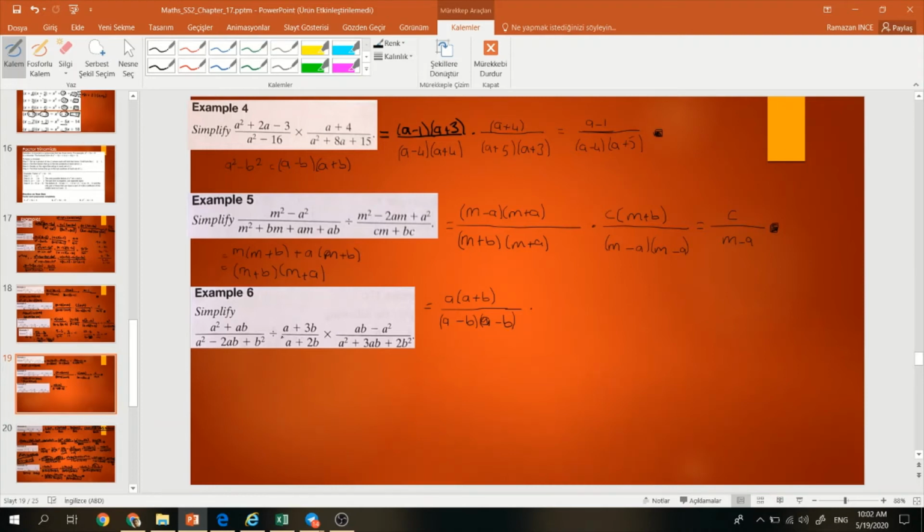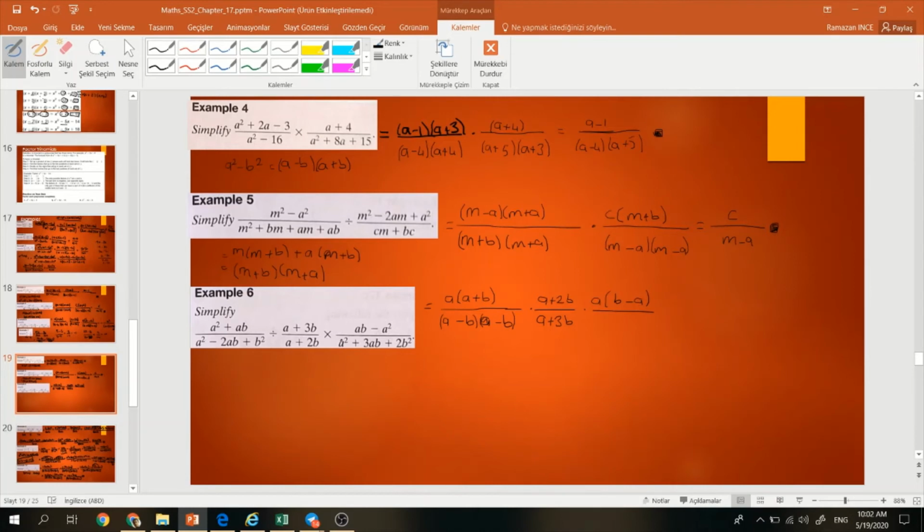Now let's continue. This part will be upside down. Don't forget, because this is a division. Then you should write this a plus 2b as a numerator and a plus 3b as a denominator. Don't forget, in division. Then times, now ab minus a squared. What is common? A is common over there. You can easily see that. Then b minus a will come out over.